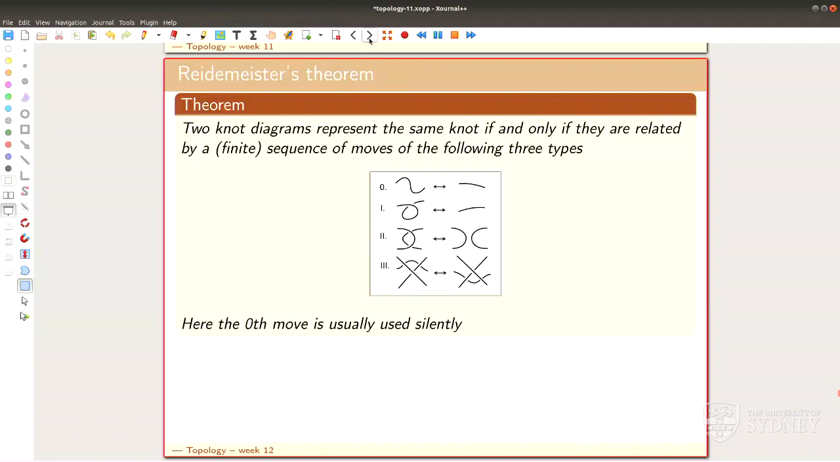And the point is the following theorem, the main theorem of knot theory, if you want. By the way, I did the last move, and we could try to see that again. Two knot diagrams represent the same knot in the equivalence that was very, very complicated.